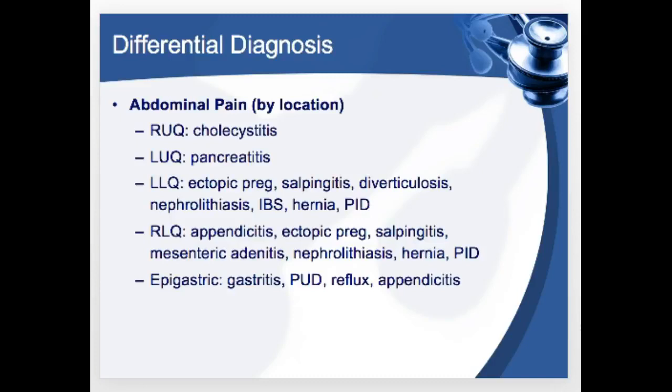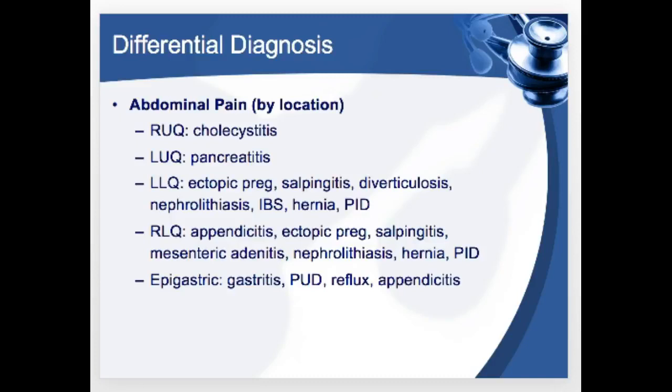So in the right upper quadrant, the most common cause of right upper quadrant pain is going to be cholecystitis, because you have that gallbladder up there, and it's pretty common to get inflamed and have some problems. So cholecystitis. In the left upper quadrant, potentially pancreatitis. That can also be epigastric burning pain, sometimes radiating to the back. Left lower quadrant, consider ectopic pregnancies, salpingitis, diverticulosis, diverticulitis, nephrolithiasis, kidney stones, IBS, hernias, pelvic inflammatory disease, all the female GYN things that are down there.